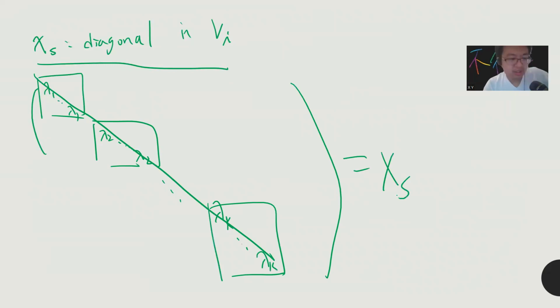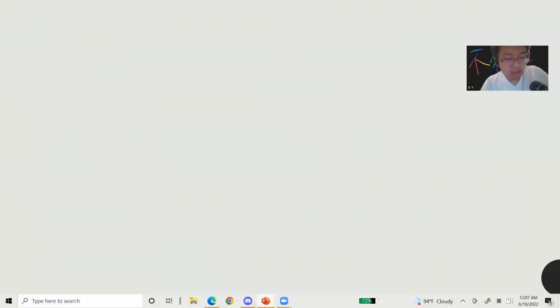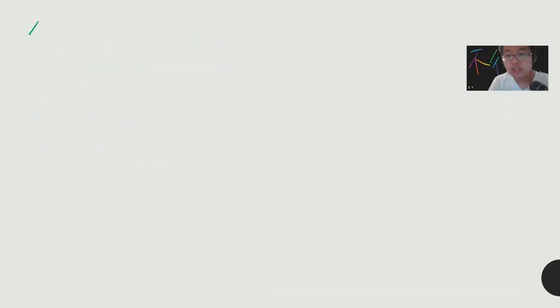That's it. Now we want to define XN, which is the important part. We define XN to be just X minus XS. Notice that XN is nilpotent.